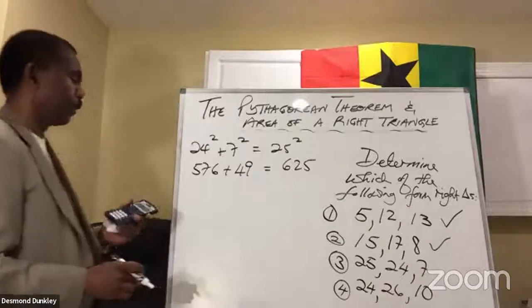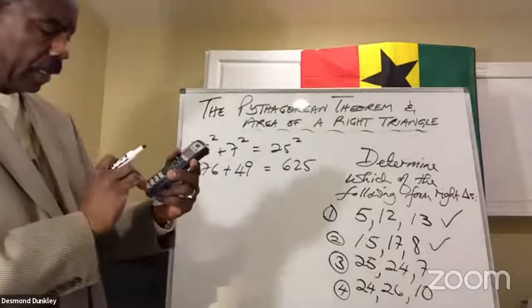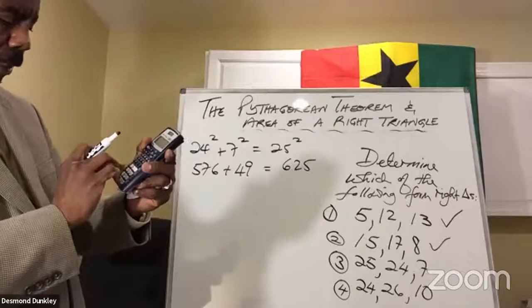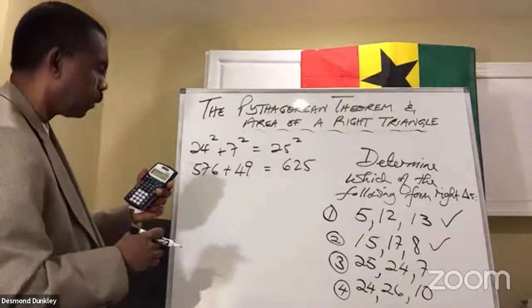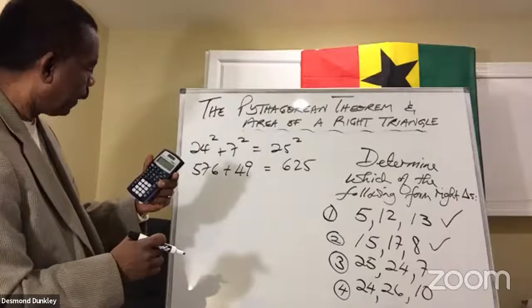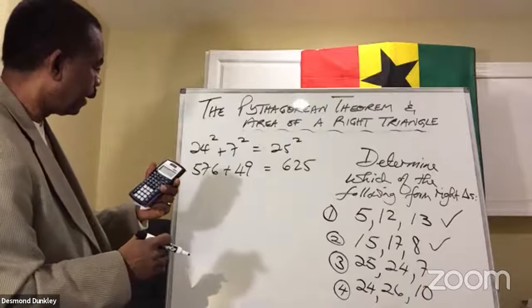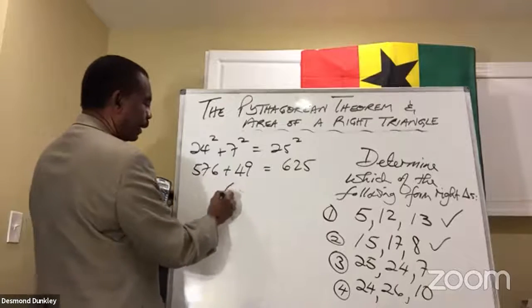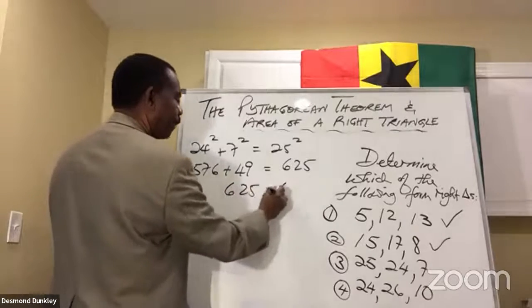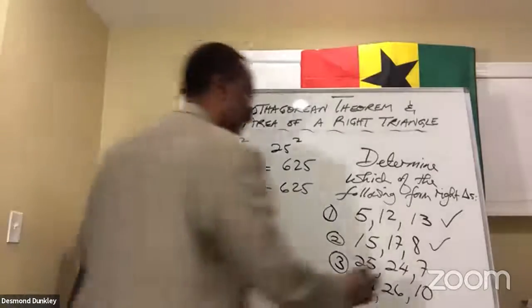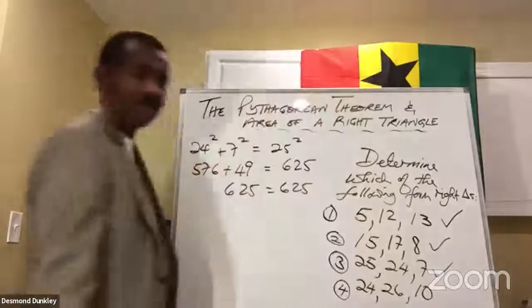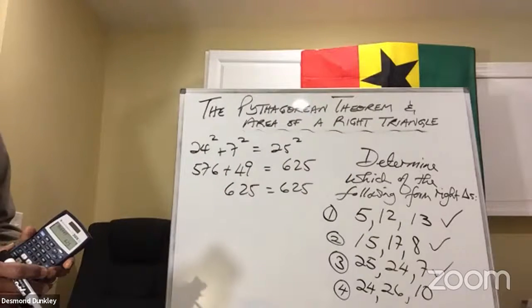That one I do know. So 576 plus 49. What's that equal to? Wow. 576 plus 49. Guess what? That's 625. So this is also a Pythagorean triple.